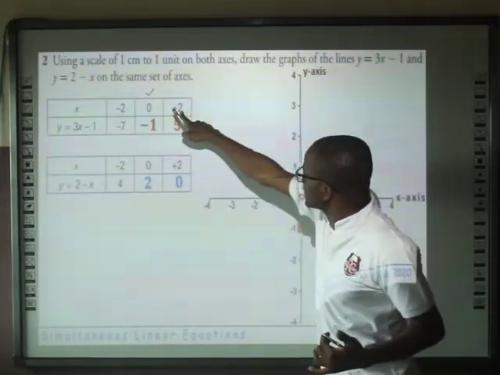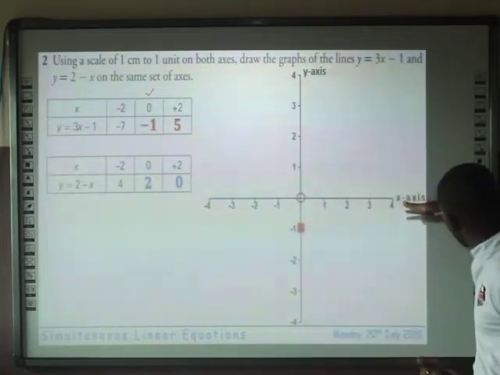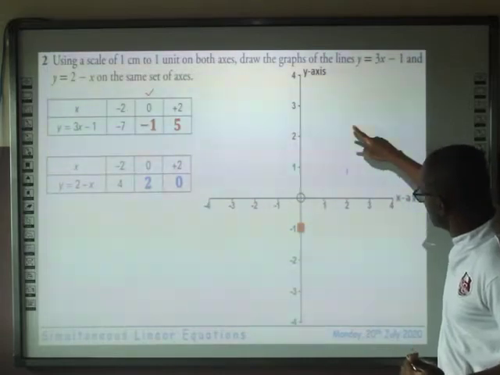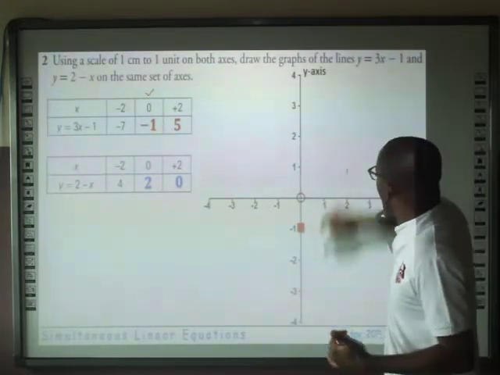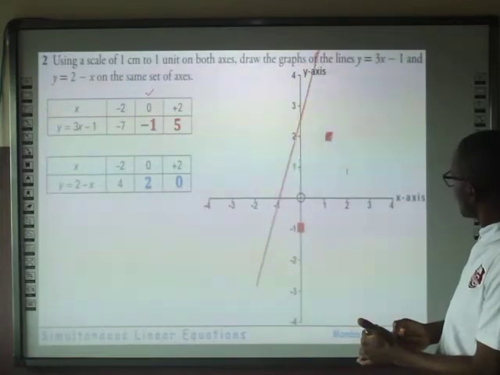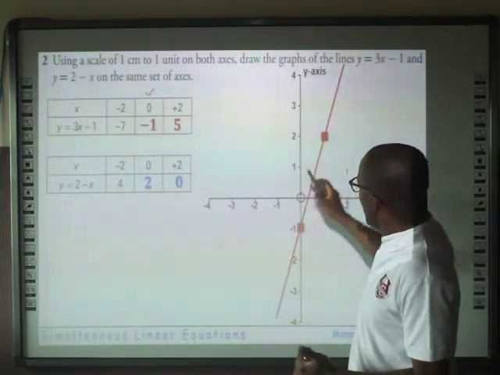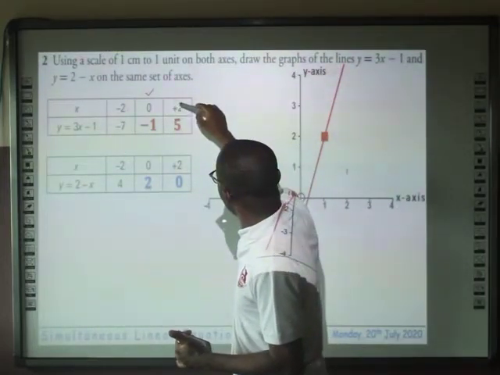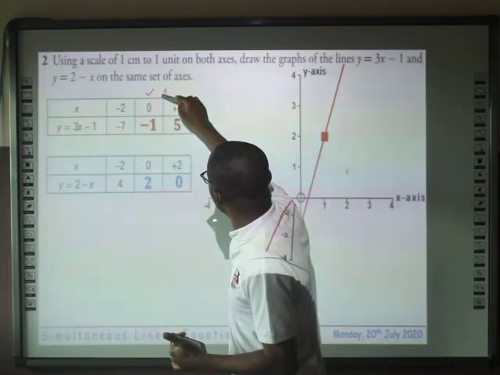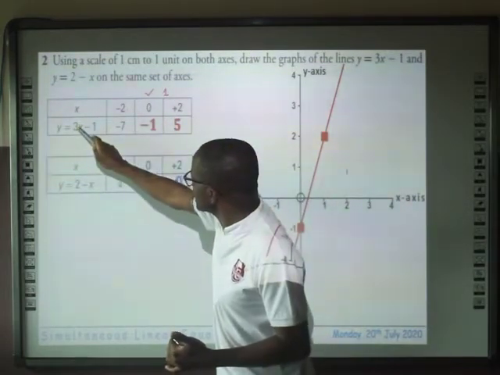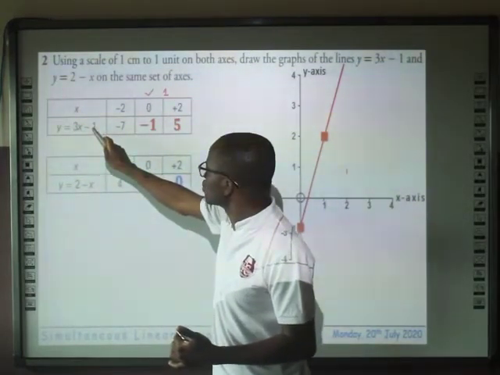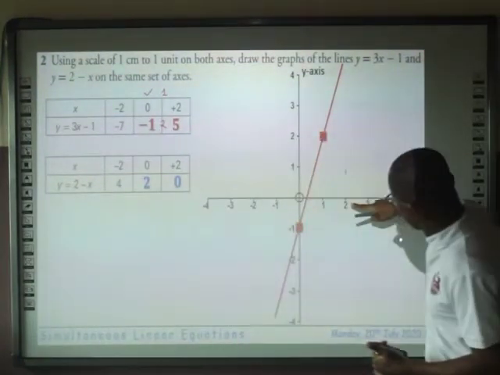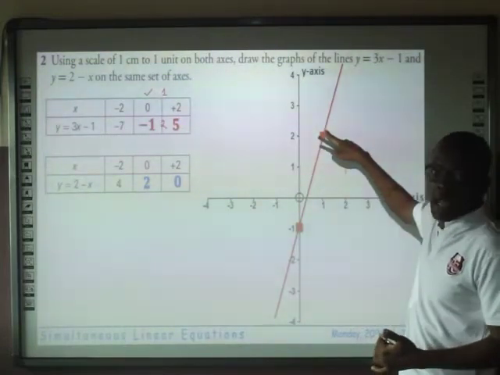So next up, when x is 2, y is 5. That's going to be somewhere above. Because that goes beyond the graph, I decided to pick a point in between 0 and plus 2. Let's say 1. When x is 1, 3 times 1 is 3, 3 minus 1 is 2. So y will be 2. So when x is 1, y is 2, to reach that point.